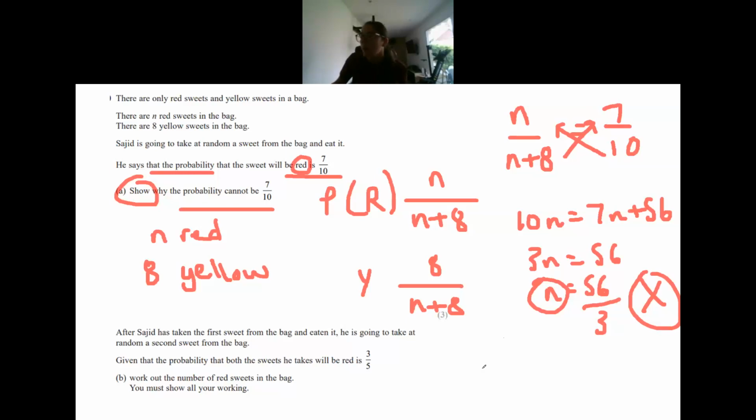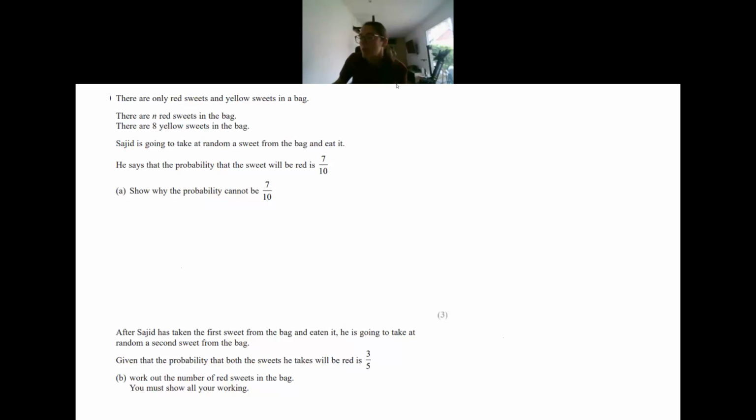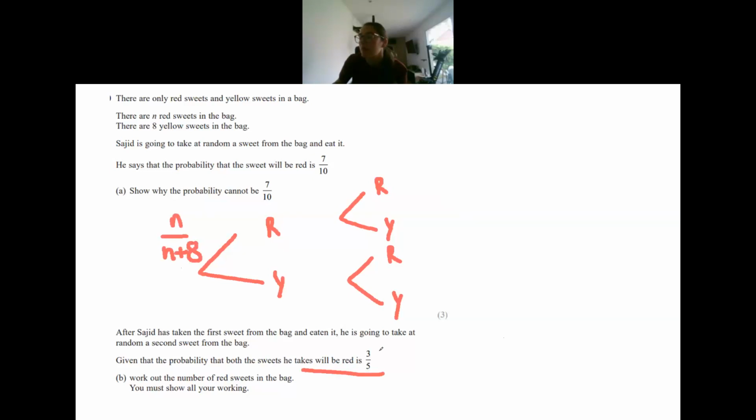Part 2. He takes 2 sweets from the bag, and he's eaten it. That means he's not replacing that sweet. That sweet is gone. This is the conditional probability. It changes the probability of what you're going to get for the second pick. So if you take 2 things at random, you're not replacing it. So probability of taking a red sweet, n over n plus 8. Probability of yellow here, that's then 8 over n plus 8.